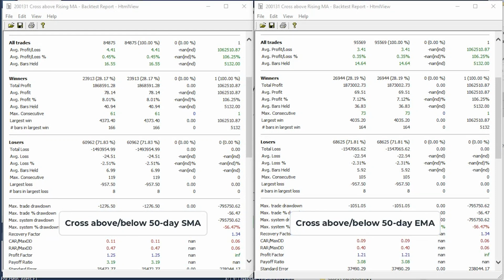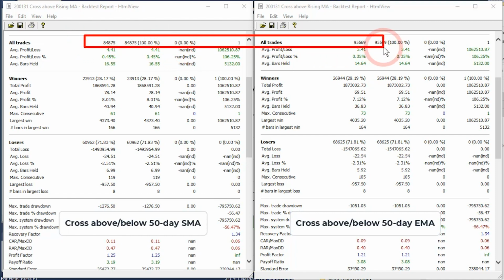So what if you took every trade for a cross above the 50-day SMA or EMA in the S&P 500 over the last 20 years for those stocks? Well, I've got the SMA on the left and I've got the EMA on the right. And first of all, if we look at the number of trades, 85,000 for the SMA and 95,000 for the EMA. A lot more trades for the EMA, which probably means a lot more whipsaws.